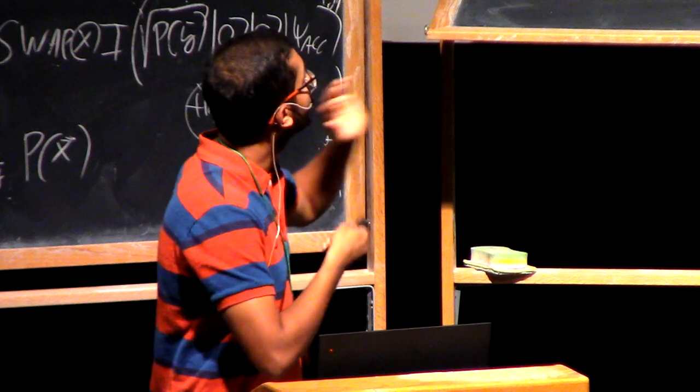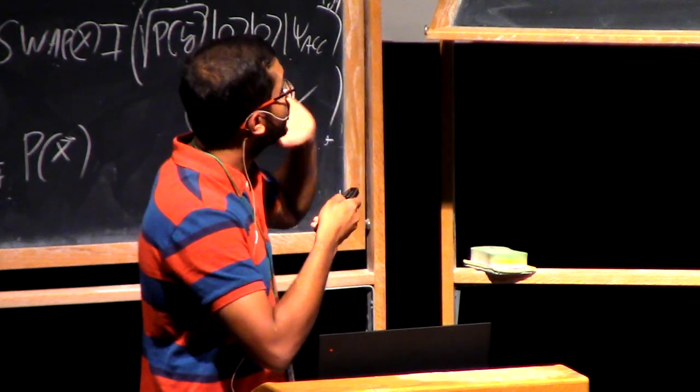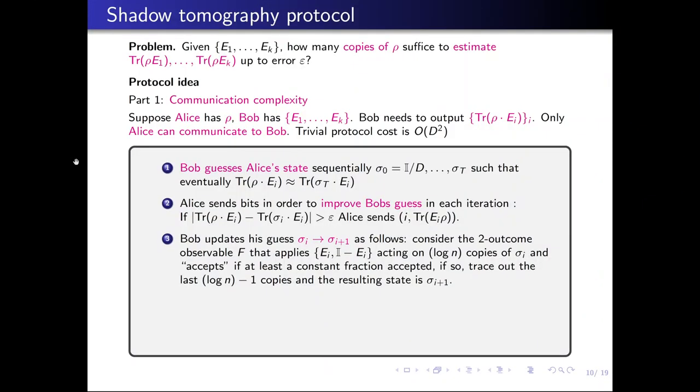So Alice knows row and she knows E1 to EK. There are two trivial protocols. Either she sends row explicitly, which takes D square entries, or she sends trace of row E1 all the way to trace of row EK, which takes K bits of communication. And I'm going to describe a protocol that's exponentially better than both of these protocols. So that's why she's able to send I comma trace of row times EI here.